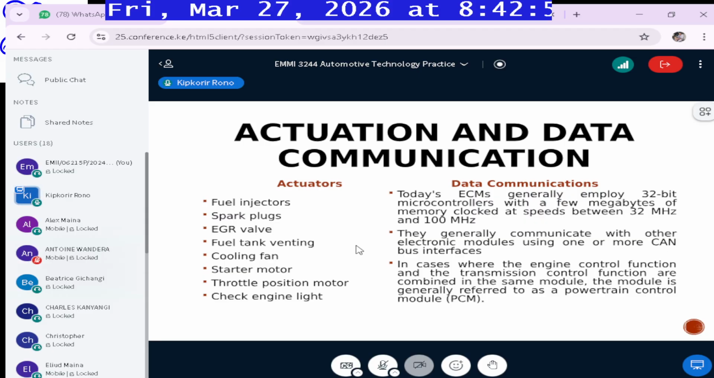So generally today's ECMs employ 32-bit microcontrollers with a few megabytes of memory clocked at speeds between 32 megahertz and 100 megahertz. They generally communicate with other electronic modules using one or more CAN bus interfaces. So inatumia CAN buses. A bus is basically a communication medium between different parts of, say, the microcontroller or some of the different parts that make up the ECU.